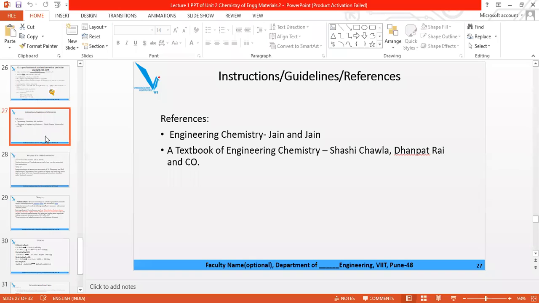Insoluble residue should not exceed 2%. Okay, next one. MgO should not be more than 6%. Then initial setting 30 minutes. Final setting 10 hours. What else?